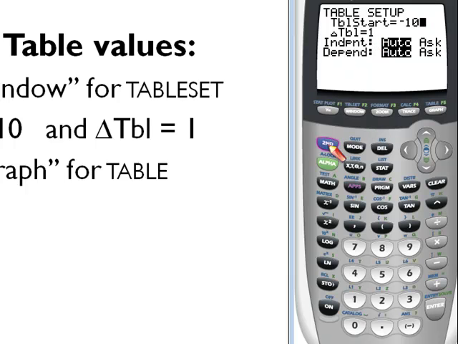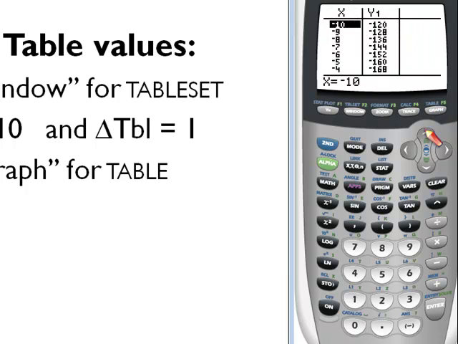So next we press second and the graph key to access the table menu. And you can see we start from negative 10. I'm going to scroll up once or twice to see what happens as x becomes more negative. So okay, I see. At x equals negative 10, my y value is negative 120. And as x approaches positive 10, oops, I went too many times. When x is positive 10, my y is negative 280.